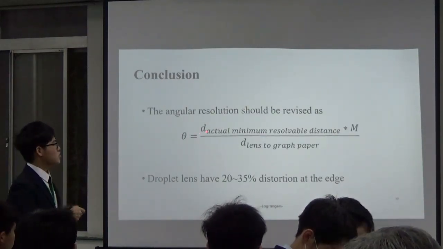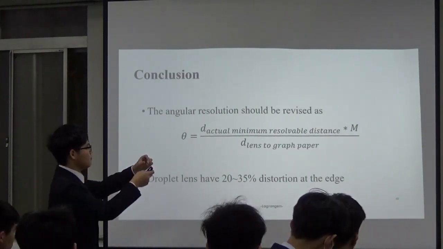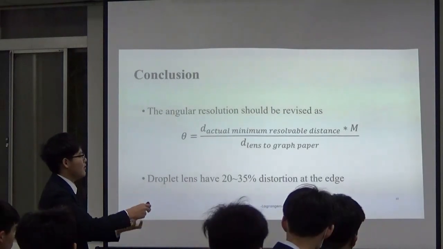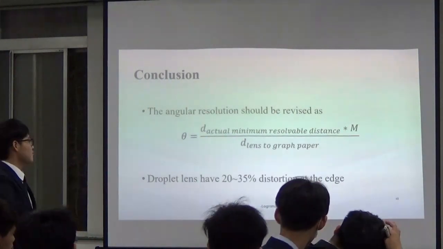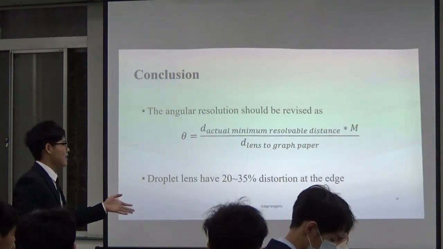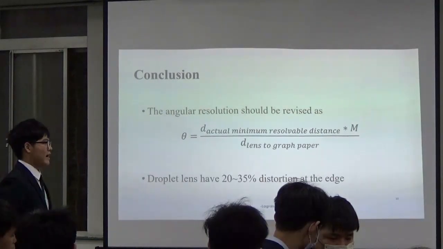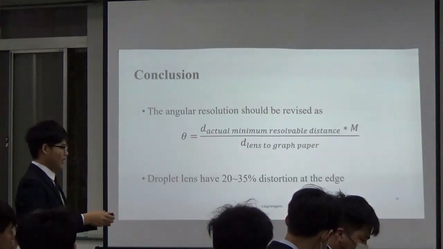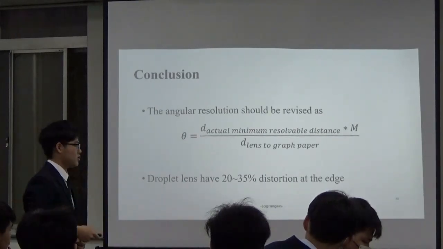The angular resolution should be revised as the actual minimum resolvable distance, using the lens to graph paper distance times the magnification rate. And the droplet lens has a 20 to 35% distortion at the edge, meaning that it has a much higher resolution when it is close to the center point.